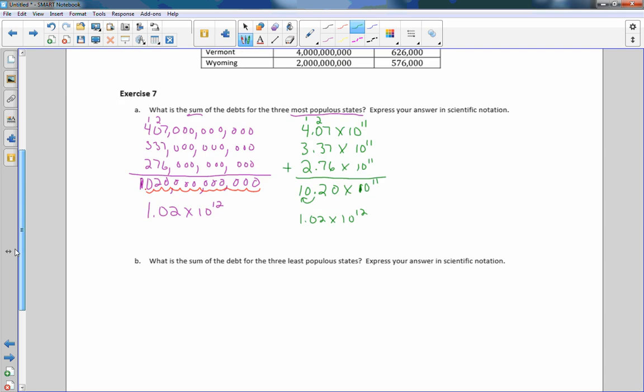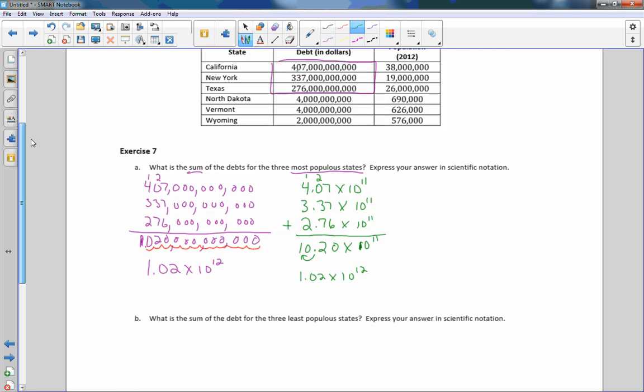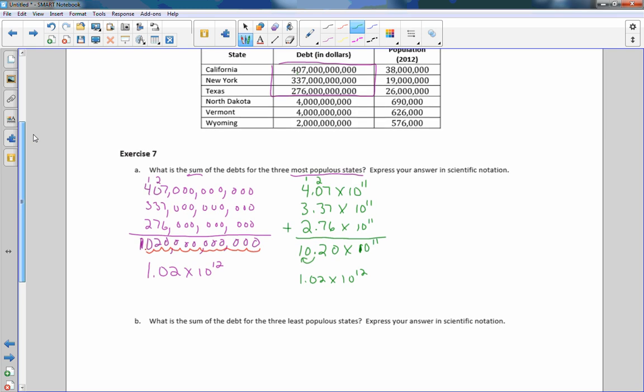Okay? And then B. What is the sum of the debt for the 3 least populous states? So sum of debt for the 3 least populous states is right here. So I'm going to do it with the scientific notation way so we get used to moving a decimal after if we have to. So that's how I'm going to do this from now on. So this number has 9 zeros. 1, 2, 3, 4, 5, 6, 7, 8, 9. So it'd take 9 moves to put the decimal right here after the 4. So that is going to be 4.0 times 10 to the 9th power.